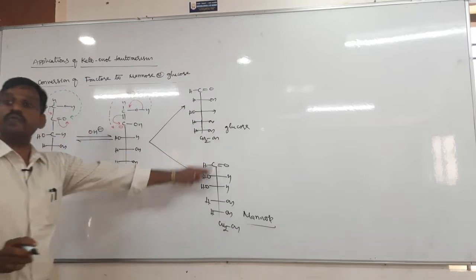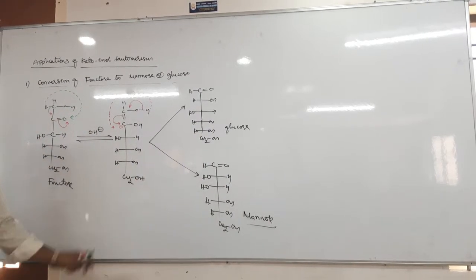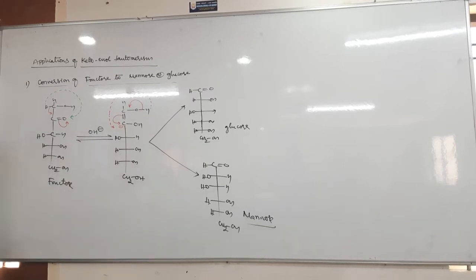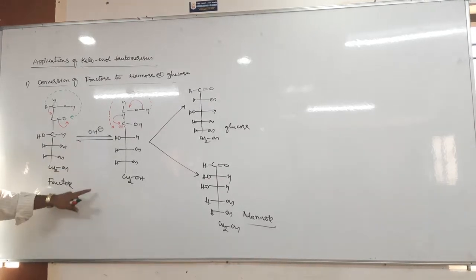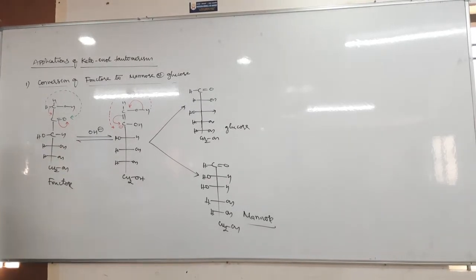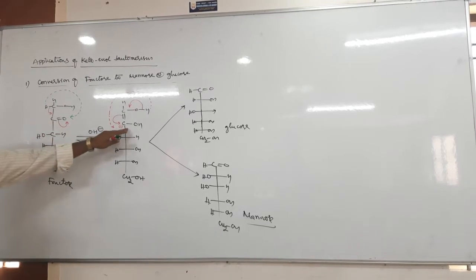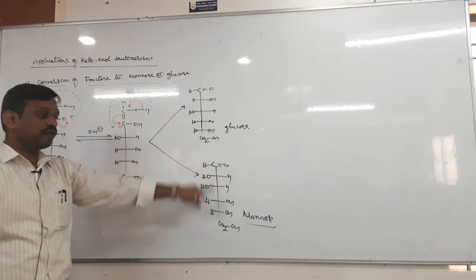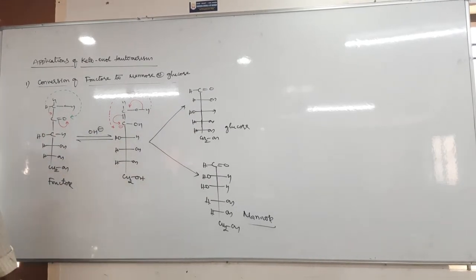Therefore, glucose and mannose are reducing sugars. That is why fructose can reduce Tollens' and Fehling's solution. We studied this in the biomolecules topic, but there you have not read this mechanism. It is due to keto-enol tautomerism. Only due to keto-enol tautomerism does it form the intermediate enol. This enol is further converted, and it may form glucose or mannose. So this is one application.